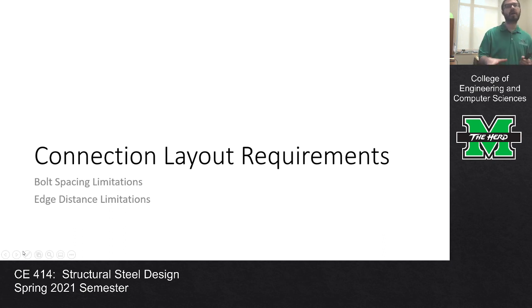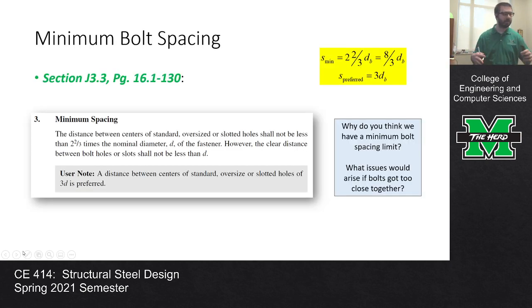So what we're talking about when we say connection layout requirements is we're basically looking at two things. We're looking at how far apart the bolts are spaced from each other and how far apart the bolts are from the edge of the plate, okay? And there are reasons for each of those, and we're going to get into why. And they have nothing to do with strength, okay? The reasons why we have these bolt spacing limitations are for other very practical considerations as well.